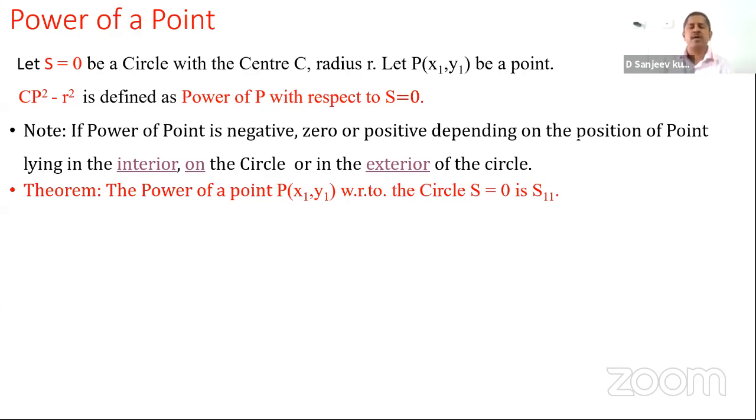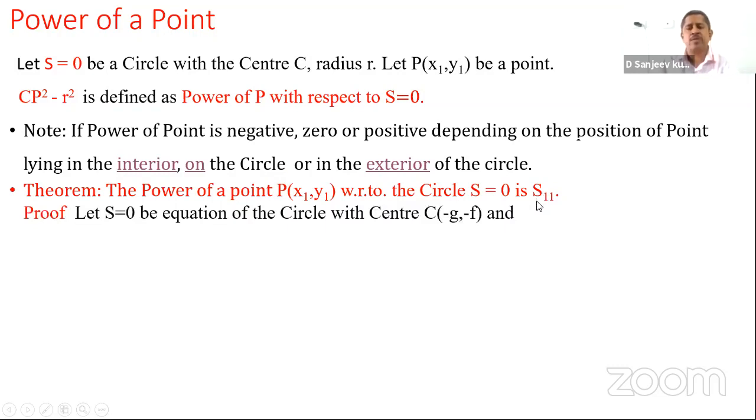Now there is one more statement. The power of the point with respect to the circle S = 0 is S11. You have already seen that CP² − R² is either less than 0, equal to 0, or greater than 0. So you are now calling the value of CP² − R² simply S11. The power of the point we have defined as CP² − R², and its value is S11.